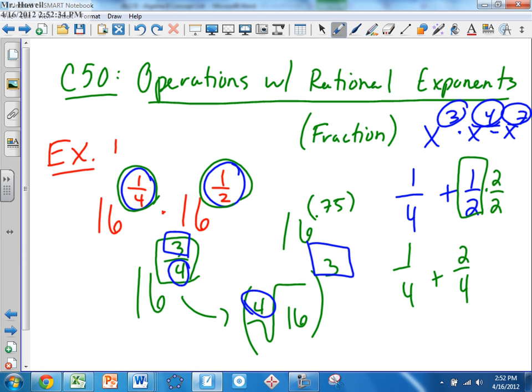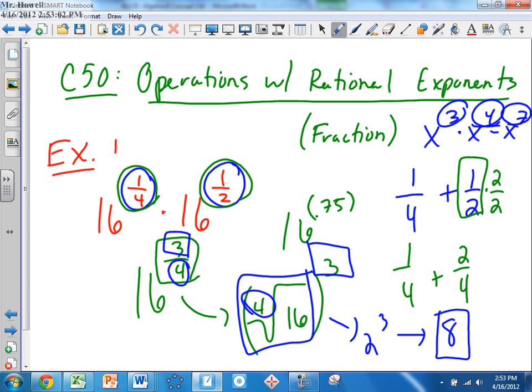Because I can figure out what the 4th root of 16 is. What number times itself 4 times gives me 16? 2. Thank you, Eddie, for raising your hand. It is 2. So this value inside of here is really 2. So this is really just 2 to the 3rd. And what's 2 to the 3rd, though? 8. Why? Since 2 times 2 is 4. Good. 2 times 2 is 4, times another 2 gives me the 8. So this turns out to be just simply 8 as an answer.